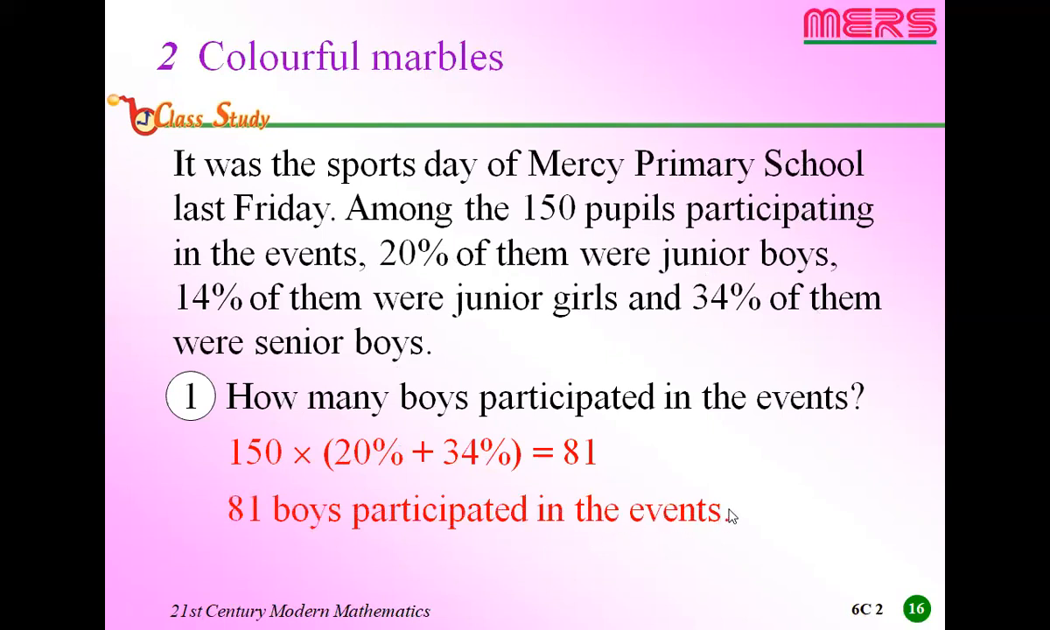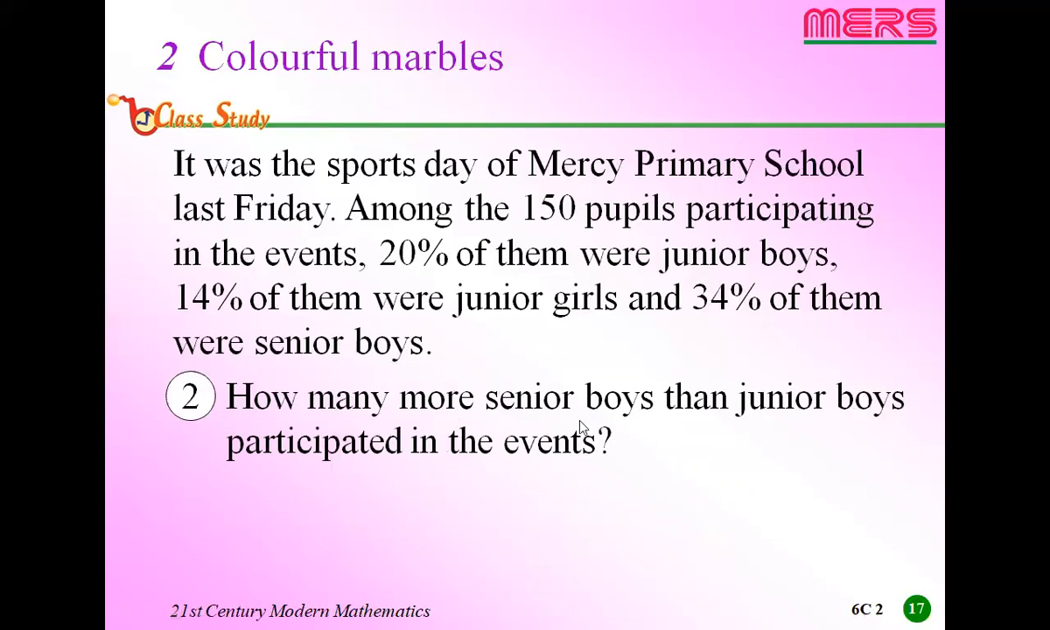in the events. Okay, and then second question, just similar to the one before, you are comparing the differences of the number of boys. Okay, so how many more senior boys than junior boys participated in the events? So when you're comparing the differences, what do you use? You use subtraction, right? So for the senior boys, you got 34%. Junior boys, you got 20%. So basically, you do the subtraction between these 2 percentages to find their differences.